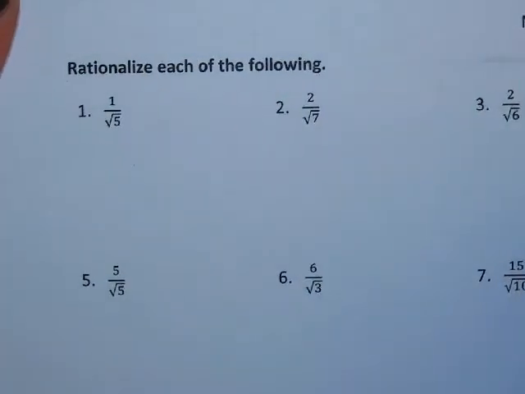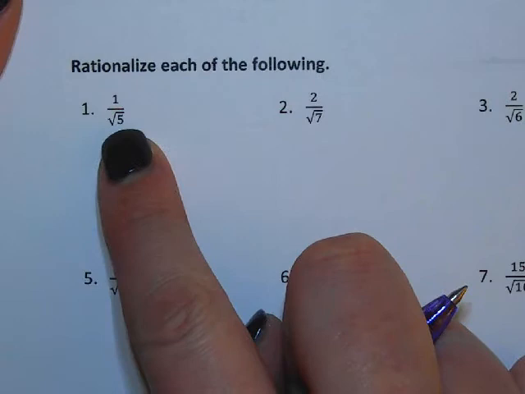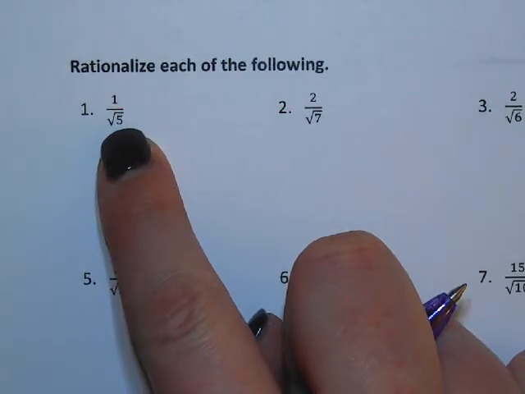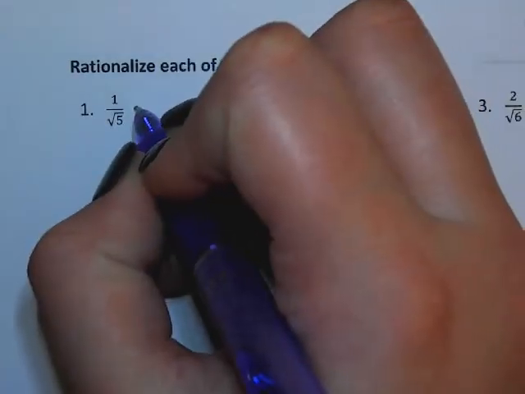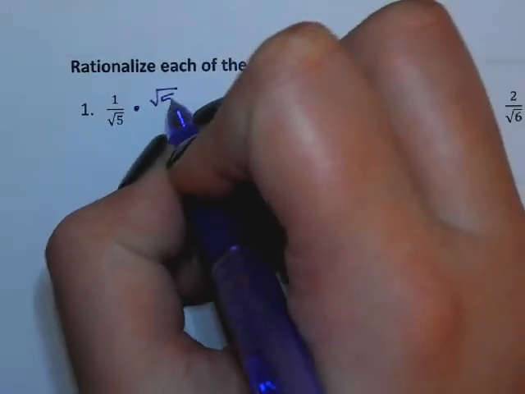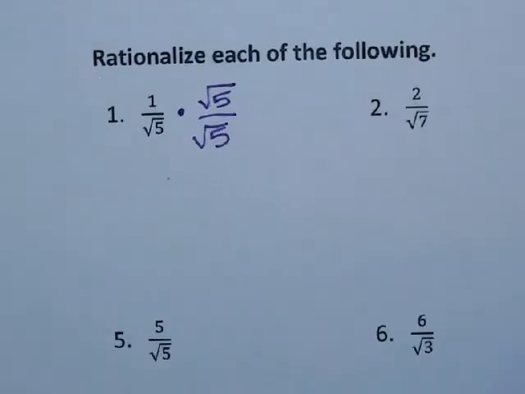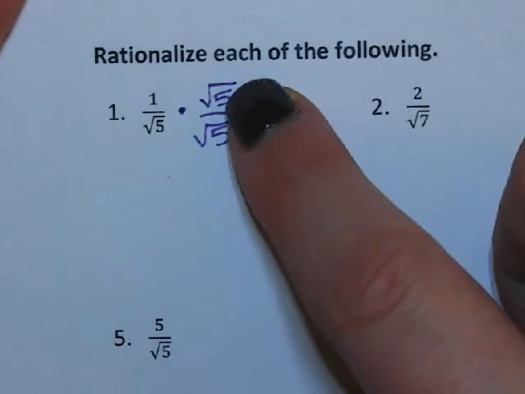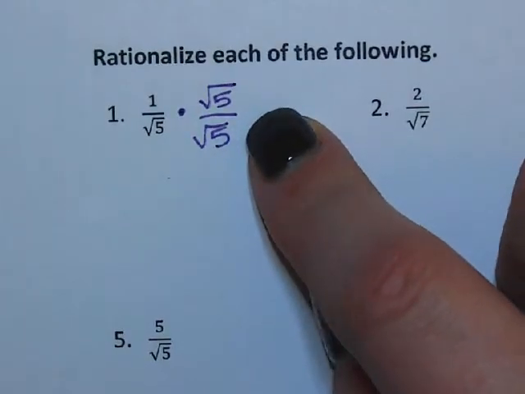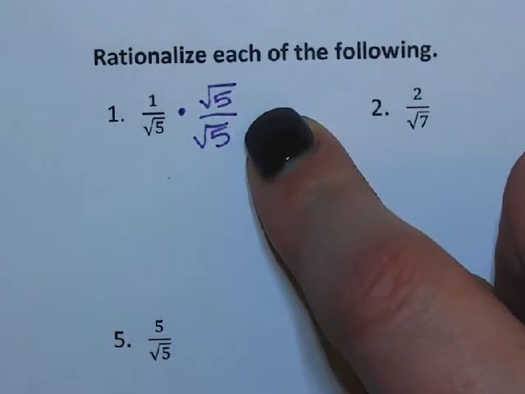When they say rationalize, what they mean is make it so the problem is equivalent, but no longer has a square root on the bottom. So for number 1, to rationalize that, we're going to multiply by the square root of 5 over the square root of 5. The reason you can do that is because when you multiply by a number over itself, you're multiplying by 1. So I'm changing what the fraction looks like, but I'm not changing the decimal that it represents. It's still going to represent the exact same thing.